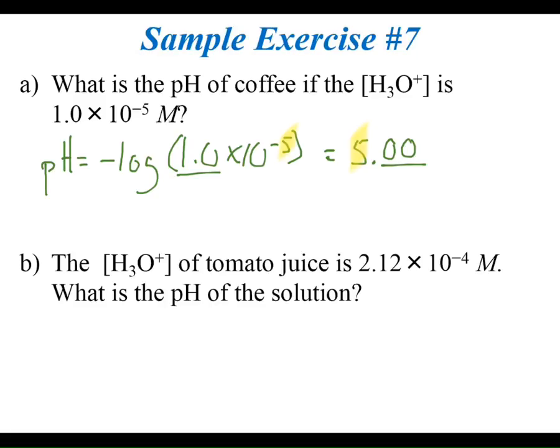Okay, try the next one. Tomato juice. Put it in your calculator and figure out how many decimal places it should have. Then ask your neighbor what they think. Okay, compare with your neighbor. What's the answer? What's the pH?